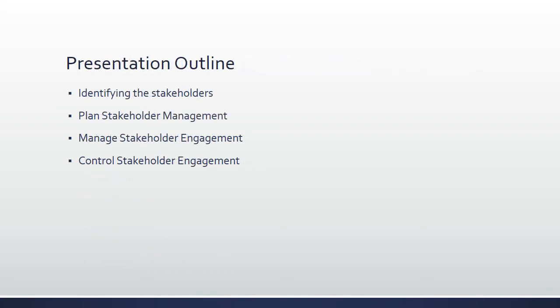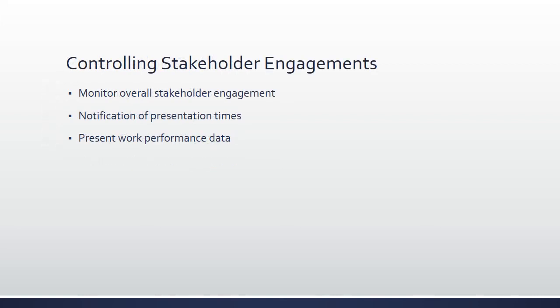Back to the presentation outline, we have covered stakeholder identification, planning management, managing engagement, and last on the list is the control of stakeholder engagement. This final stage, control of engagement, is the monitoring of the overall stakeholder engagement and will include presenting work performance data.